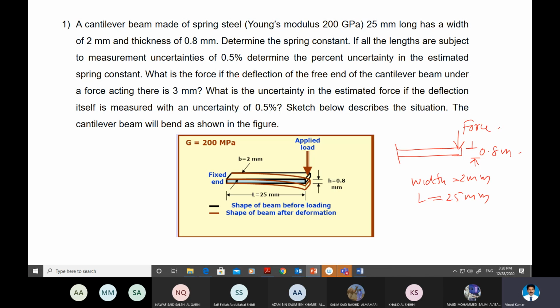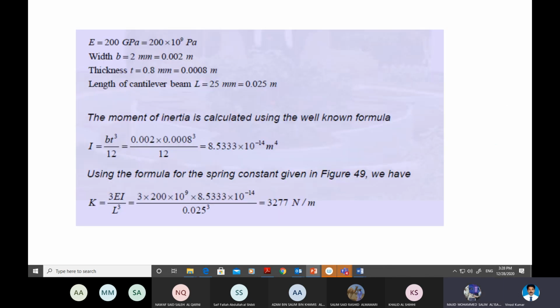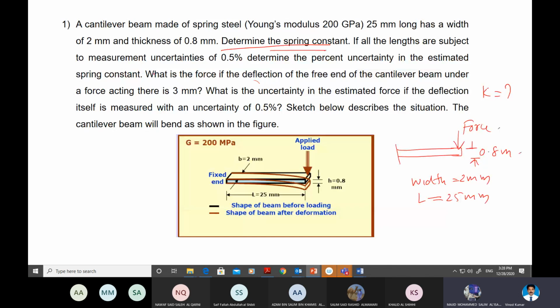So here, what is the question? Determine the spring constant. What is the value of K? You might be wondering, is it like a spring? Yes, any material, especially metals, will act like a ductile material. They will act like a spring. If you apply force and remove it, it will come back to its original state. So it will look more or less like a spring.